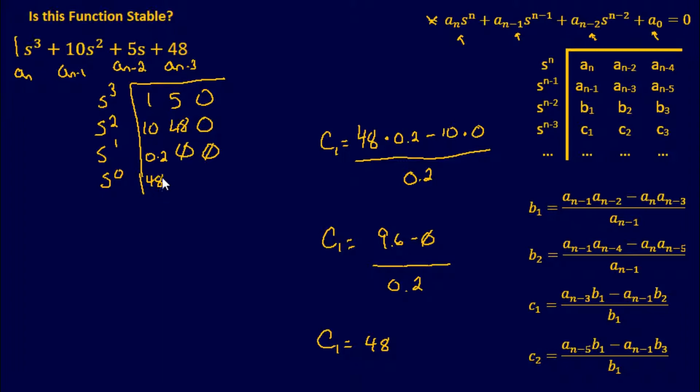So that's 48. I could go ahead and answer C2, but there's no point. I have what I need, which is our first column right here. So I need to determine, is this function stable? Well, every single constant in this first column is positive. Since that fits under the rule book, it is stable.